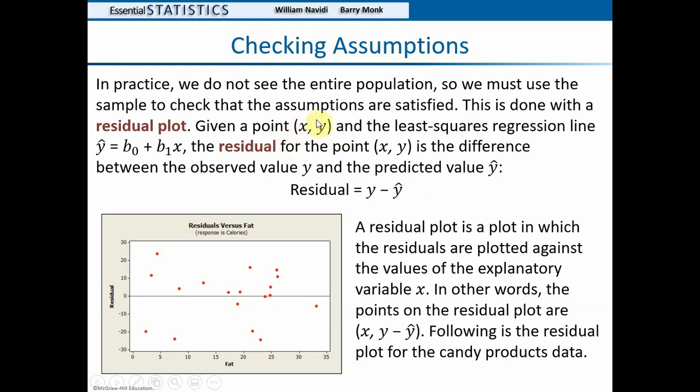I've got a point (x, y), so this is the point from the sample. And the least squares regression line is y hat equals b0 plus b1x. Basically, I'm going to look at all these points that I know, and look at the error, the residual. The difference between the actual and the predicted is the residual. If y hat is equal to y, we're going to have a line at 0. That's 0 error. And if the y is bigger, this is going to be positive, and if y is less, this is going to be negative.